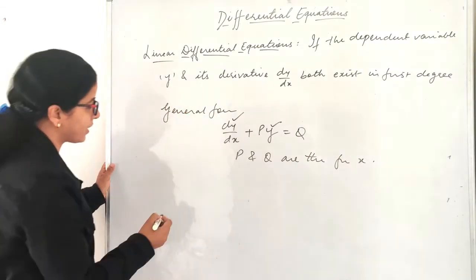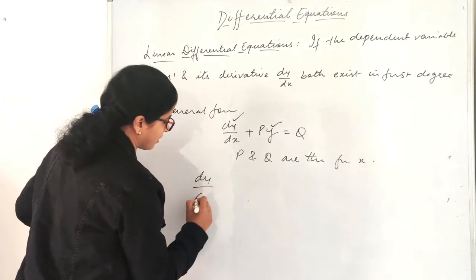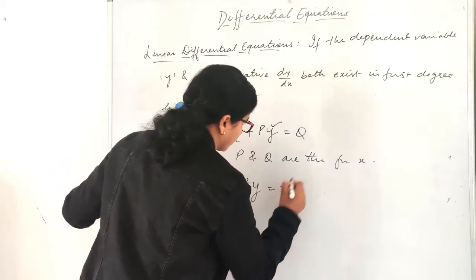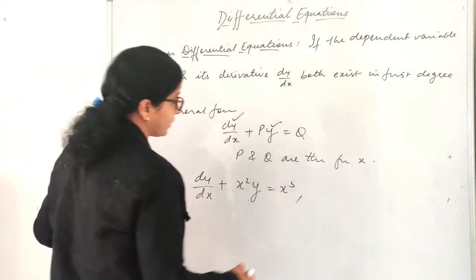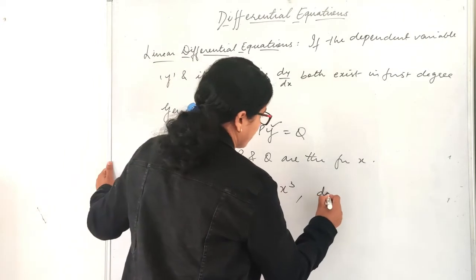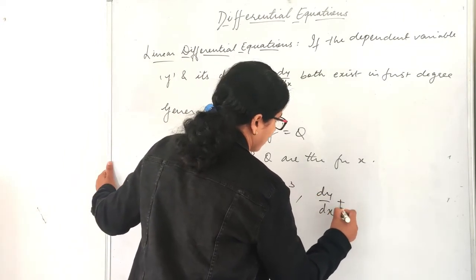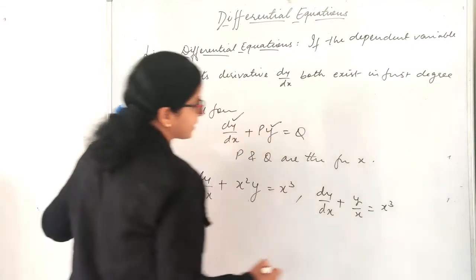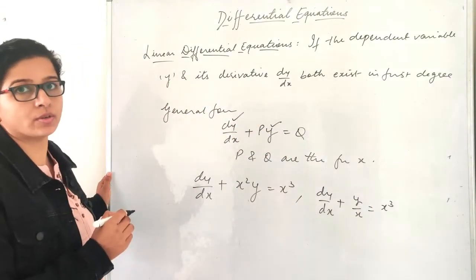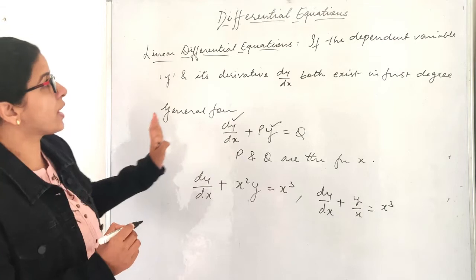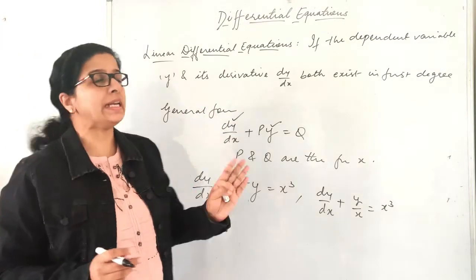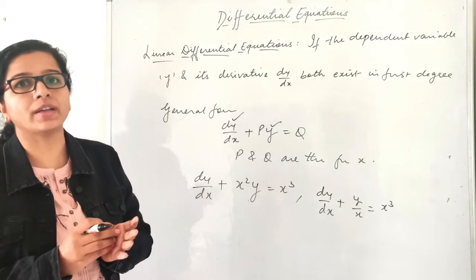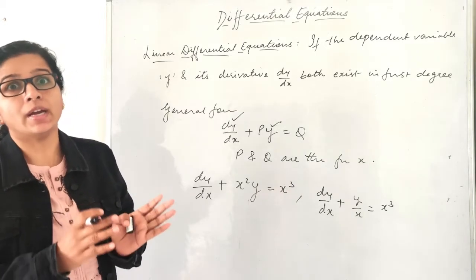Okay, so say for example we have an equation like this, dy by dx plus x square y equals to x cube. This is one linear differential equation, or you can say dy by dx plus y upon x equals to x cube. This is another linear differential equation. Okay, now let us check how to solve linear differential equations. There is a peculiar method. We have to multiply the differential equation by some factor.